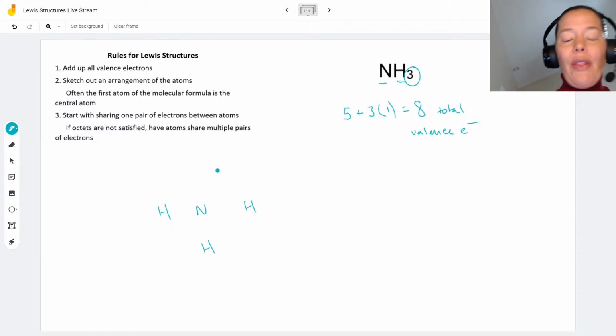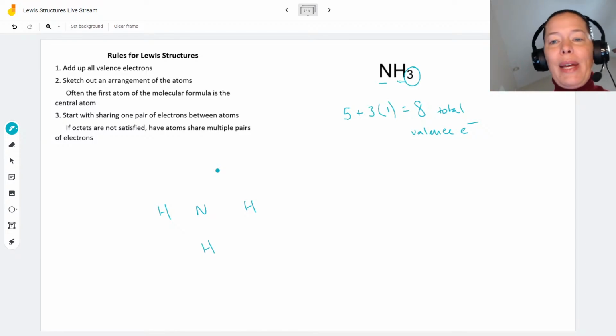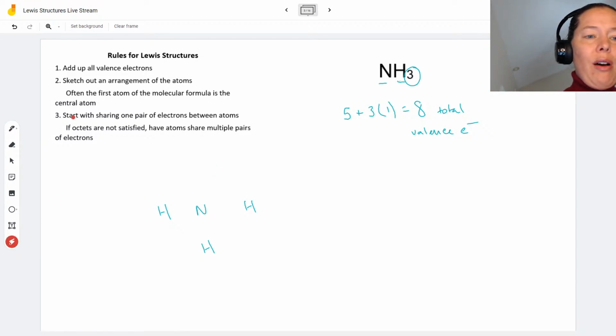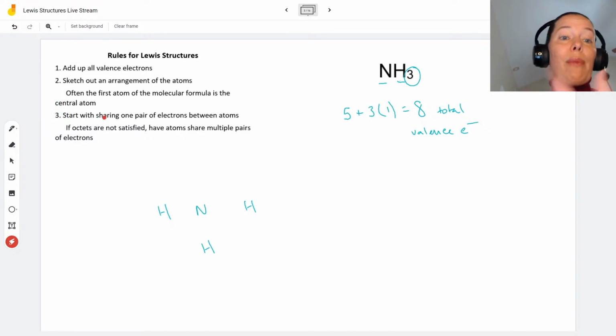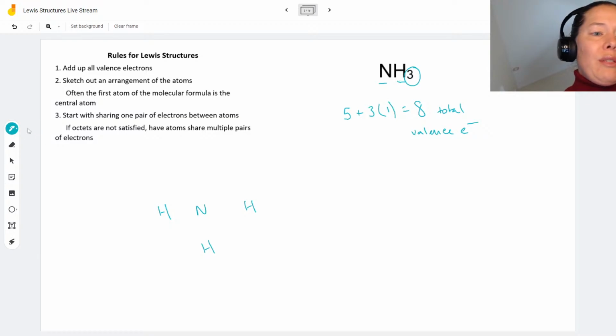So now that I have my sketch, I have my first best guess. I'm going on to step 3 of my rules for Lewis structures, and we're going to make sure that my atoms are sharing at least 2 electrons because I'm going to form a bond. So let's put those electrons in. Again, I'll use a different color.